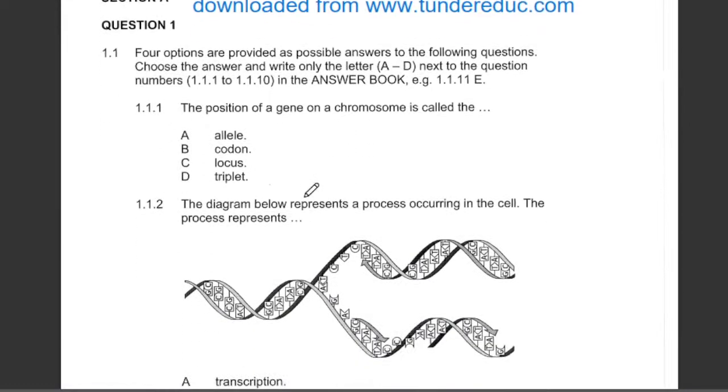The first question is saying that the position of a gene on a chromosome. How do we call the position of a gene on a chromosome? It's called a locus. A locus. That's the position of a gene on a chromosome. Then we go to the next question.